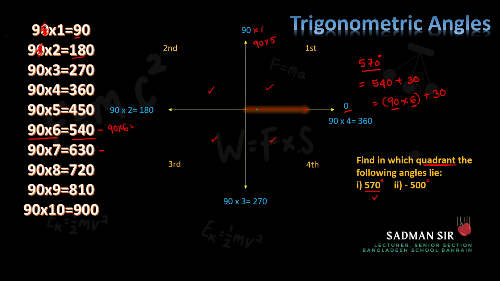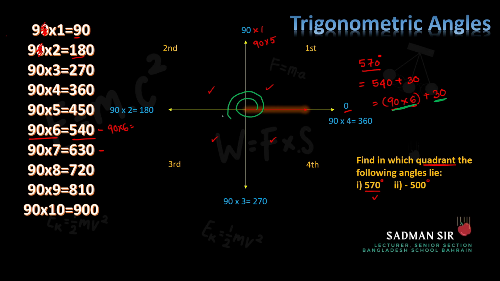So when I come from here to here, I have rotated 90 degrees once, 2, 3, 4, 5, 6. See, I have completed 90-degree rotation 6 times, but our angle is not complete yet. In order to complete 570 degrees, I need to travel 30 degrees more. So I will travel a little bit more.